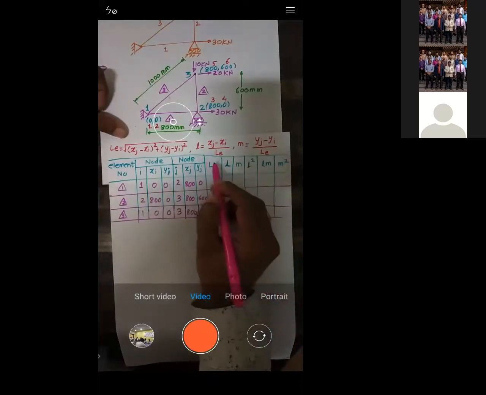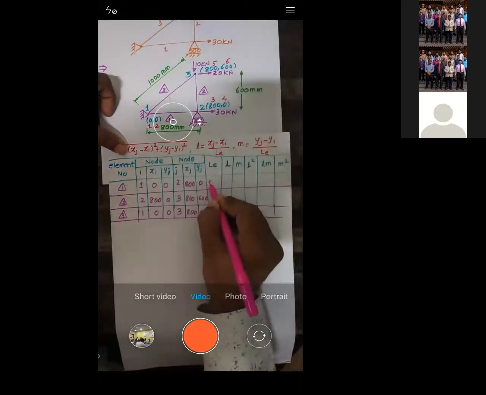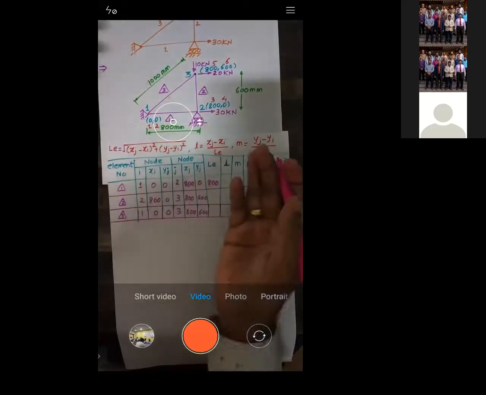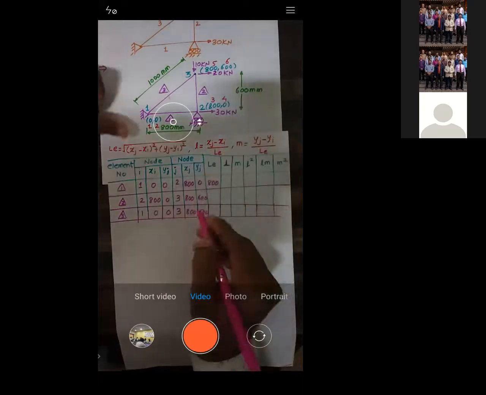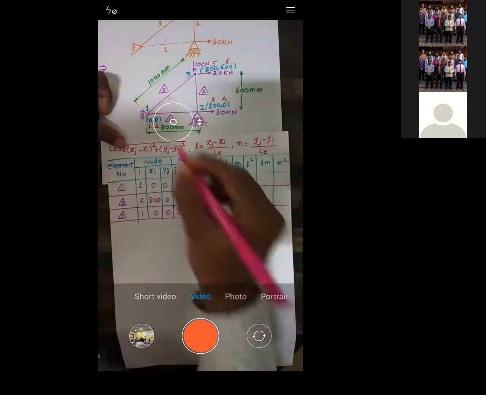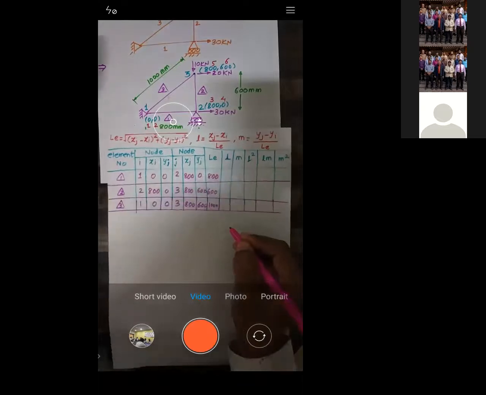Then the length of the element. For element number 1, it's 800, directly given, no need to use the formula. For element number 2, the length is 600. And for element number 3, the length is 1000, right?